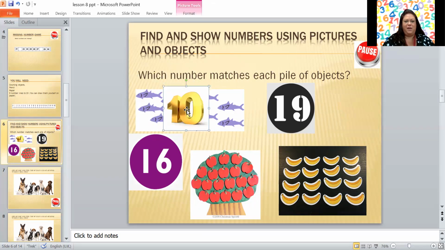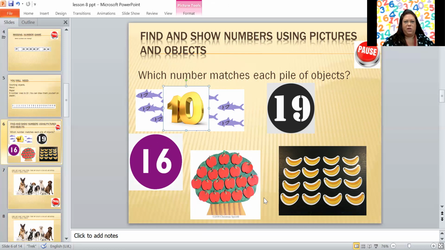They match, don't they? And now, what about, let's go to the apples next. How many apples have we got? 1, 2, 3, 4, 5, 6, 7, 8, 9, 10, 11, 12, 13, 14, 15, 16, 17, 18, 19. 19. Which number is 19?